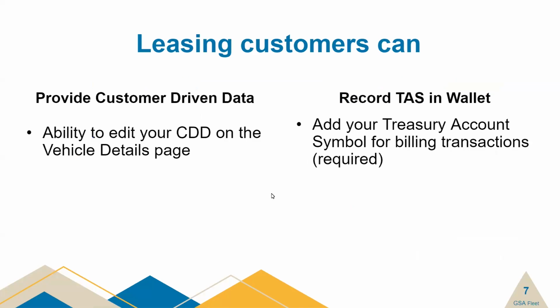And you're also able to provide your customer-driven data on the vehicle details page. That would be for a singular vehicle, you'll be able to input any of your customer-driven data, as well as bulk update your customer-driven data. And you'll need to record your TAS in the wallet. Your treasury account symbol is required to be in there for billing transactions. And that is a treasury requirement. So you'll want to make sure that you have that listed there. That would be added by your finance officers.